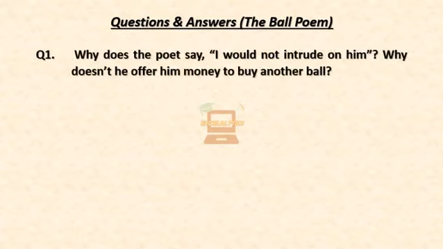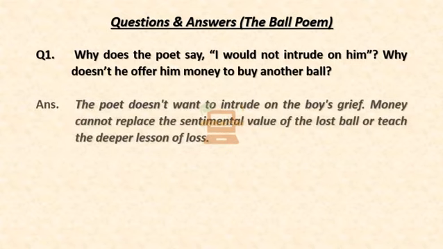Questions and answers from thinking about the poem section. Question 1. Why does the poet say, "I would not intrude on him"? Why doesn't he offer him money to buy another ball? Answer. The poet doesn't want to intrude on the boy's grief. Money cannot replace the sentimental value of the lost ball or teach the deeper lesson of loss.